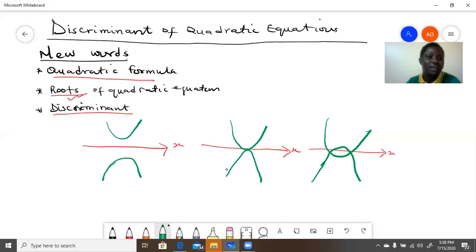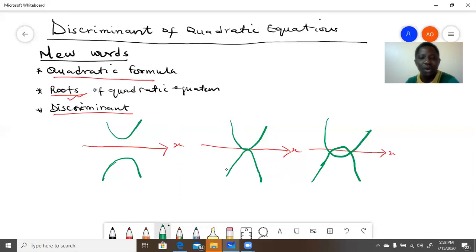That is, here the graph of the quadratic equation does not touch the x-axis, either the one that is facing up or the one that is facing down. It doesn't touch the x-axis. So in this case, we say there is no root for the quadratic equation, no root. So when we are talking about root, it means no solution.